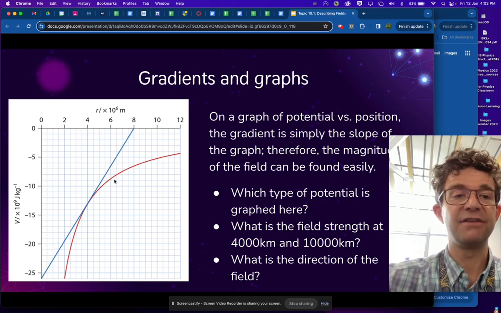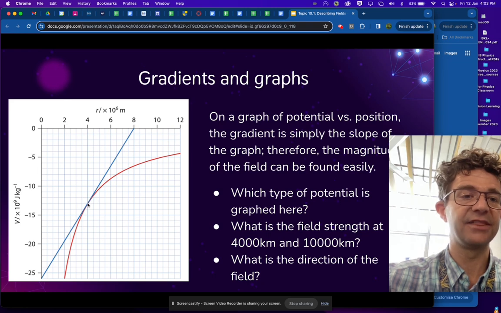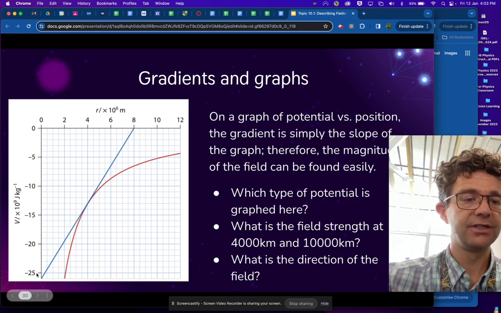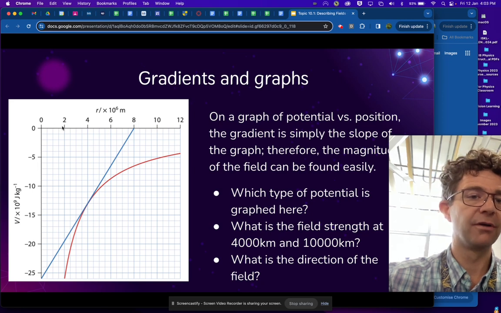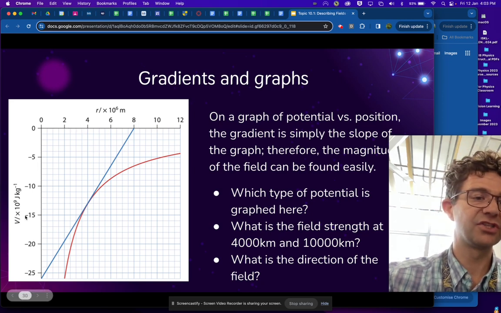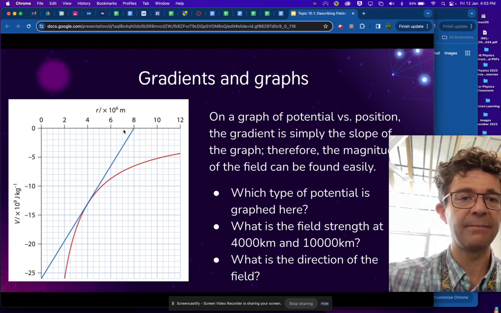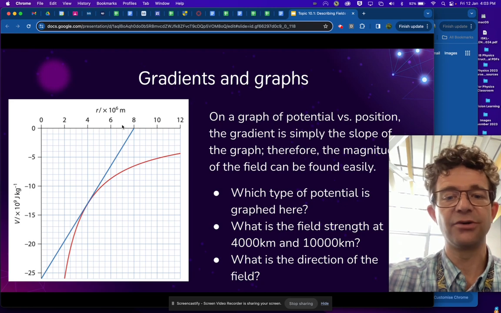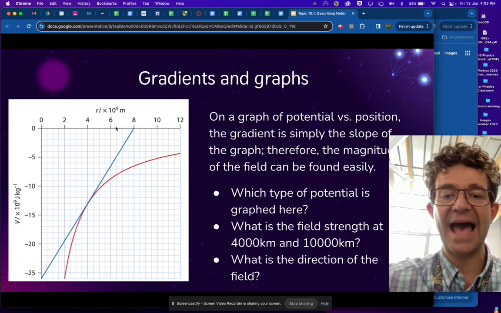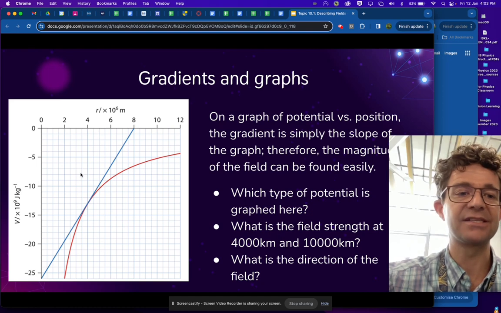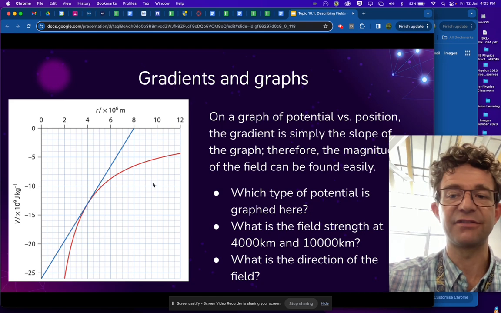The magnitude can be found as the gradient, which in this case is the slope. Here's a line that's tangent to the curve at a distance of 4 million meters. You can find the slope of it. It goes from 0 down to negative 25 over about 8 million meters. So you can just do the negative 25 times 10 to the ninth joules per kilogram divided by that distance, and you'll have the field strength, and it points to the left. Right? So those are actually pretty easy to do. You just have to find the slope of the tangent line.